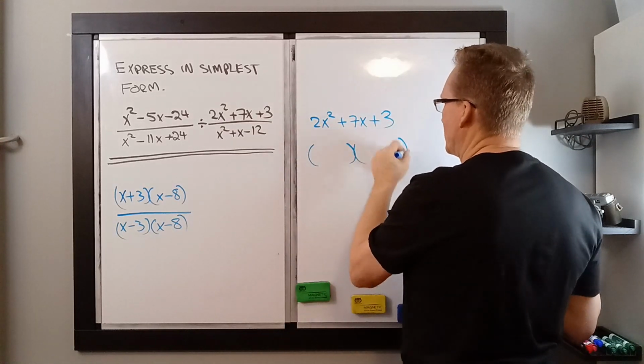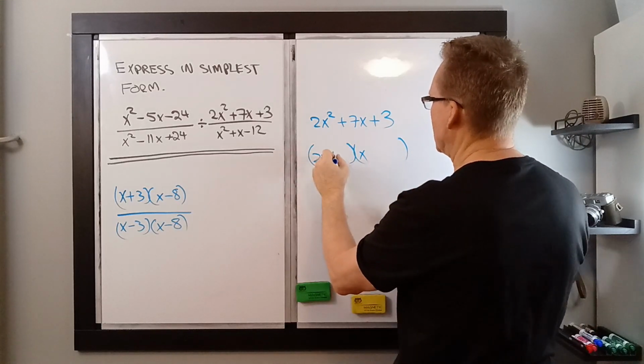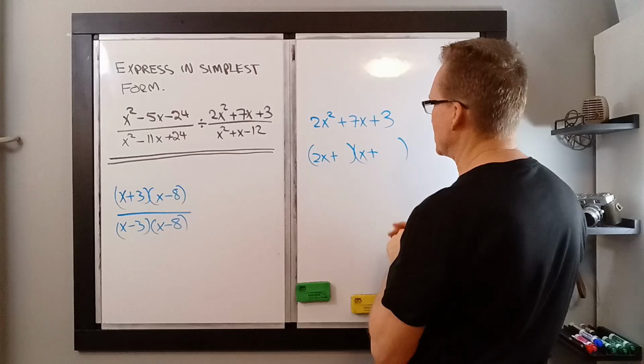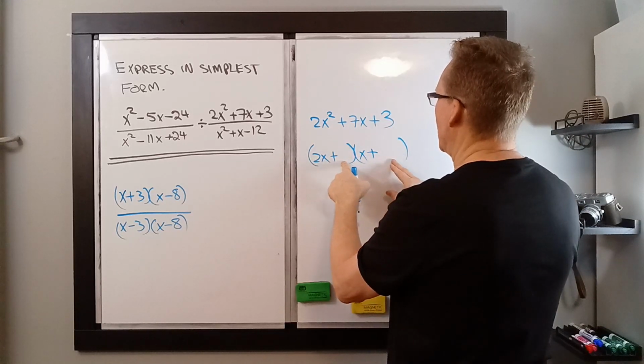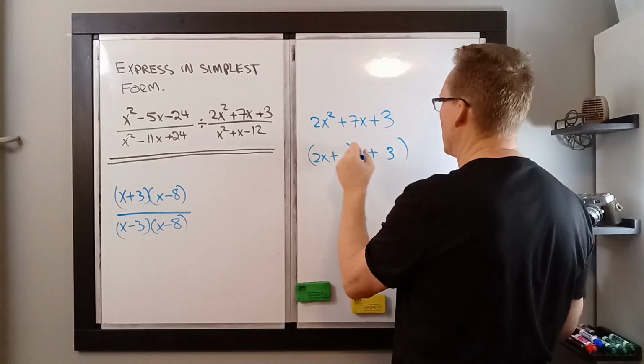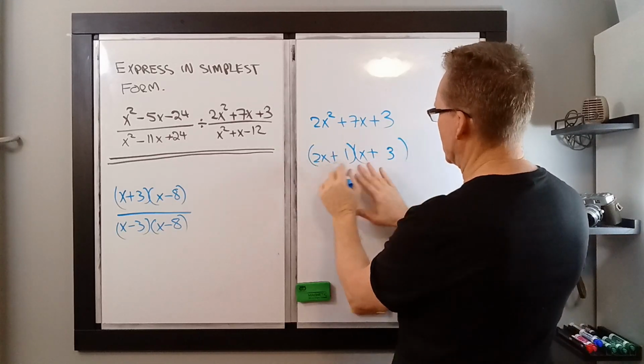We'll try this brute force method again. That has to be 2x, that has to be x. There's no choice, and they have to be plus and plus. Those are the only choices left. Now we have to have 3 and 1 or 1 and 3. Which way around do we need to go? Let's start off with 3 and 1 here. The cross terms are x and 6, that works. This all works for this one.